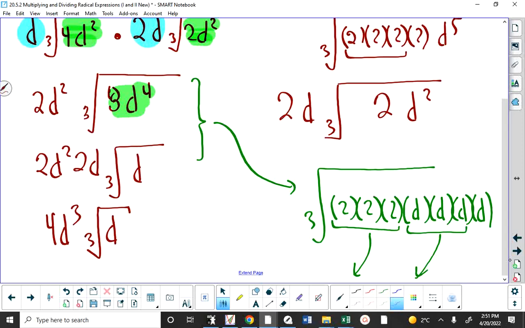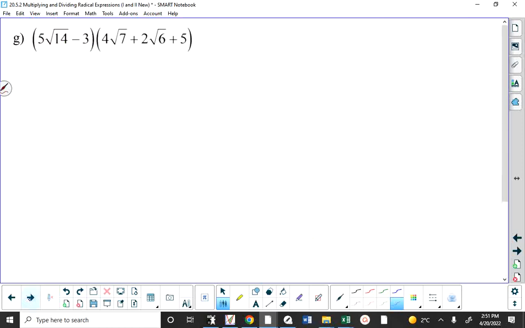I would say to you that the work we're doing here is not difficult. There's just a lot of it, right? A lot of little basic parts. And to really drive that point home, let's take a look at the final example. This time you have a binomial multiplied by a trinomial.